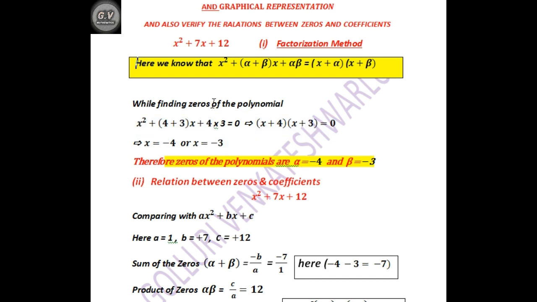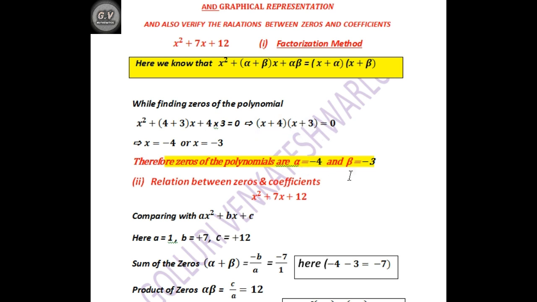While finding the zeros, x plus 4 equal to 0 means x is equal to minus 4, by transposition. And x plus 3 equal to 0 means x is minus 3. Minus 4 is the first zero of the polynomial and the second zero is minus 3. Let alpha be the first zero, alpha equal to minus 4, and beta the second zero, beta equal to minus 3. Here are the two zeros.